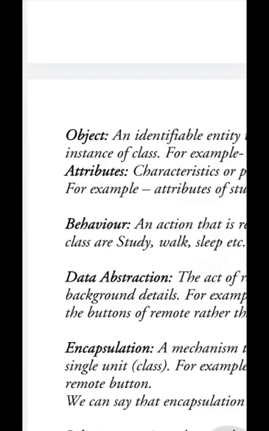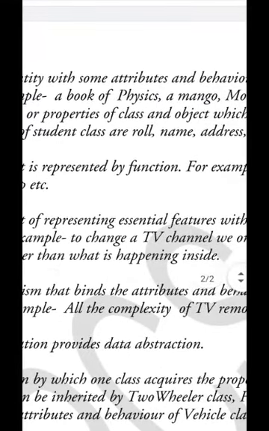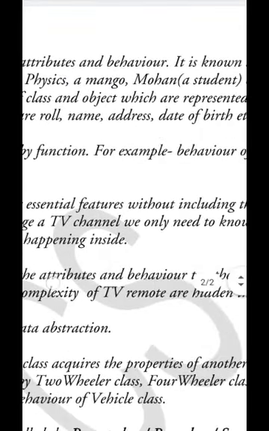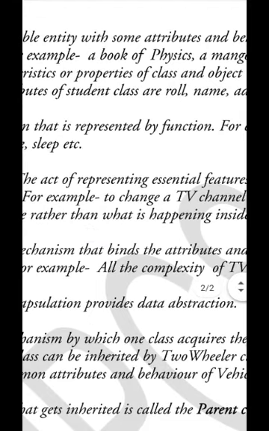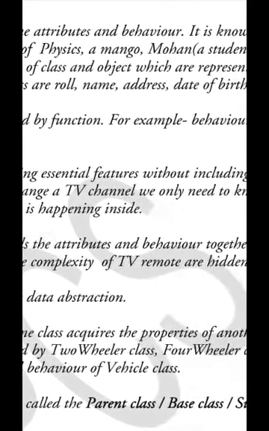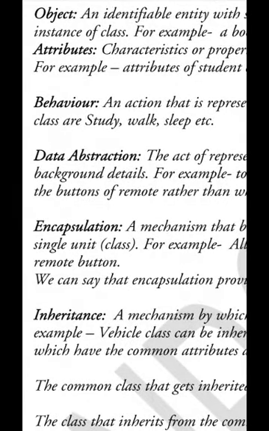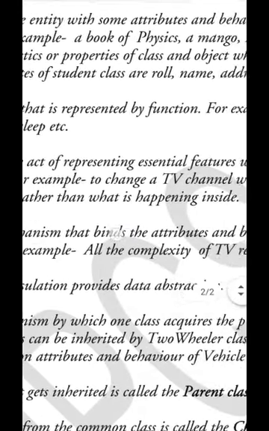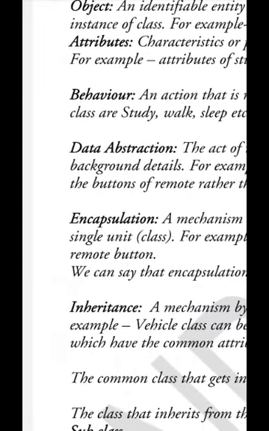Data abstraction. Data abstraction is the act of representing essential features without knowing the background details or explanation. As in the given example, to change a TV channel, we only need to know about the buttons of the remote, which button is used to increase the volume, which button is used to change the channel, rather than what is happening inside. This feature is known as data abstraction.